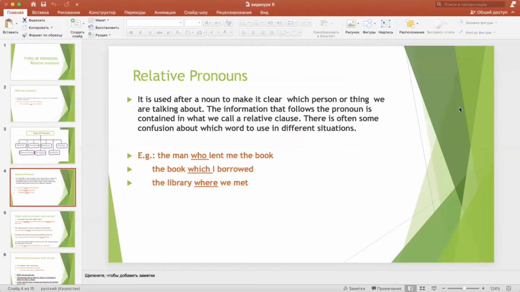So what are the relative pronouns? It is used after a noun to make it clear which person or thing we are talking about. The information that follows the pronoun is contained in what we call a relative clause. There is often some confusion about which word to use in different situations. For example, the man who lent me the book, the man which I borrowed, the library where we met. So who, which, where, the words that are underlined are the relative pronouns.